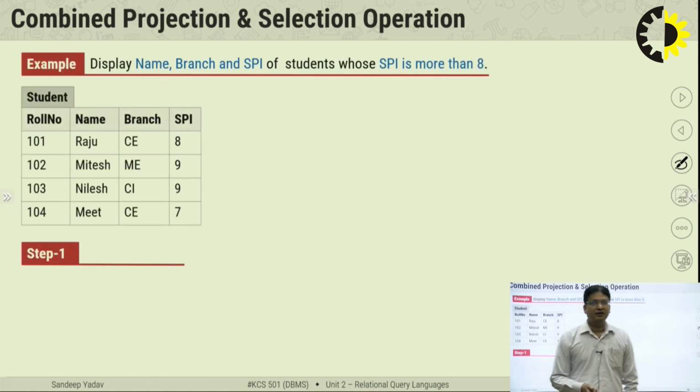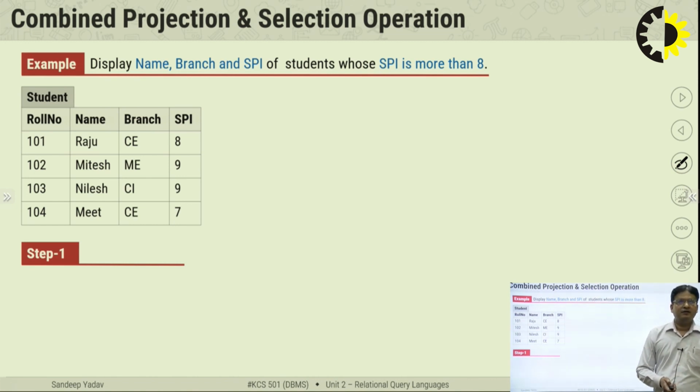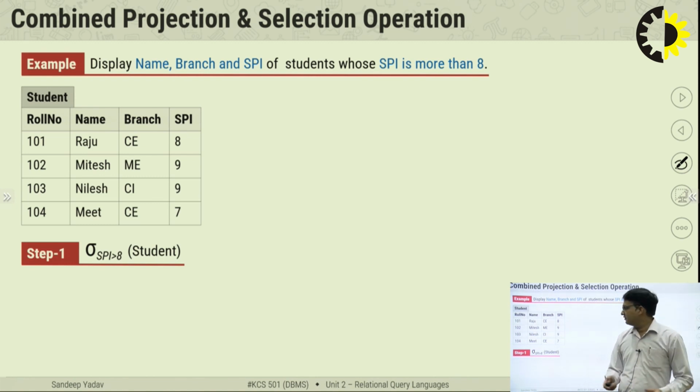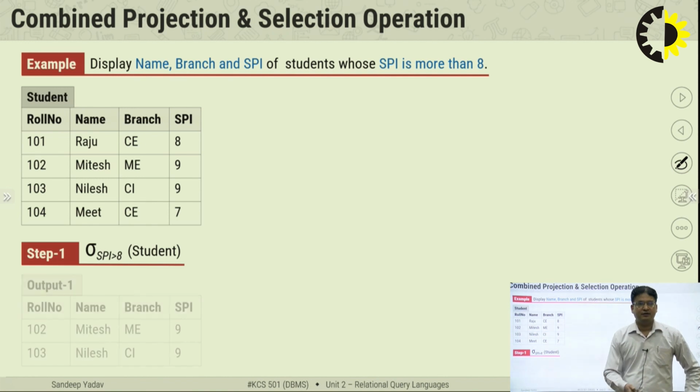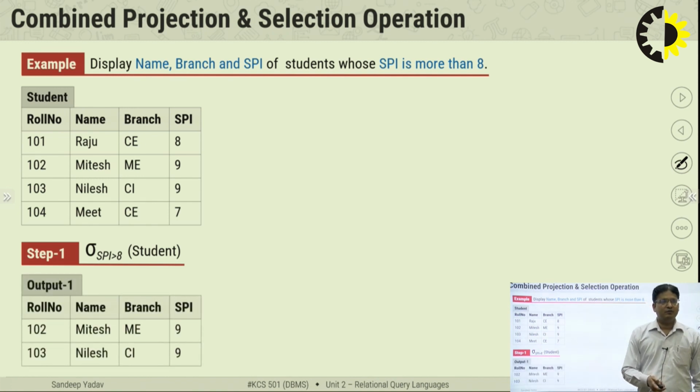Now another query: display branch, name and SPI of students where SPI is greater than 8. Again we will write step number 1. First we have to specify the condition that SPI is greater than 8. For that we are going to make use of the select operation, SPI greater than 8, that we have mentioned. Next, this will be the output. Only 2 students have SPI greater than this. So that will be our first step.